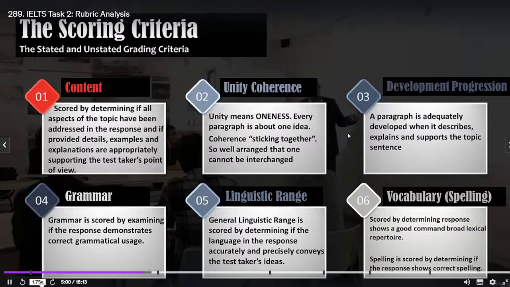And then finally, vocabulary. And included within vocabulary, of course, is spelling. Here, they're looking at if you have a broad range of vocabulary, are you able to use subject-specific words? Can you paraphrase and use synonym language? And then your spelling should be close to perfect if you really are planning on moving your rubric score from 6 to 7, 7 to 8, and so forth.